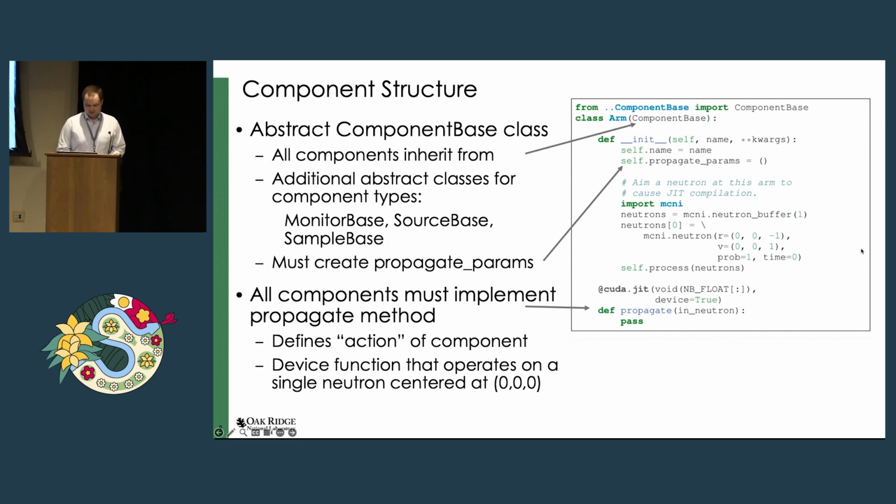And you'll notice this propagate method has a decorator here called cuda.jit. This is the Numba syntax for defining a CUDA kernel. And we have device equals true, which indicates that it should be compiled as a device function called from a kernel later on. So this is the way of implementing a component and then implementing the main loop or the body of that component on the GPU.